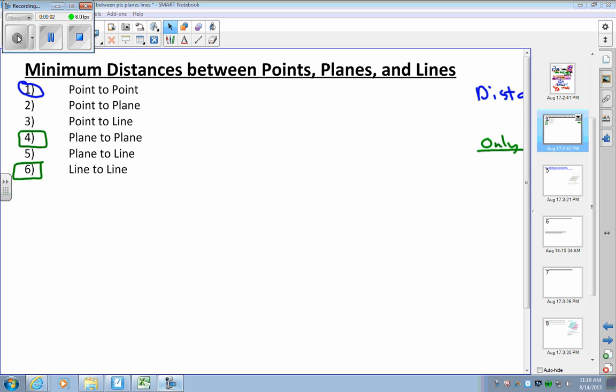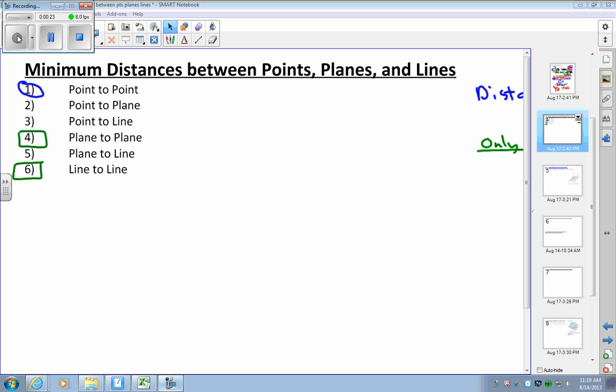So now we're going to focus on actually finding distances between points, planes, and lines. It's like lions, tigers, and bears. Oh my. There are 6 different ones to look at. You've got point to point, point to plane, point to line, plane to plane, plane to line, and line to plane. So there's 6 different options.